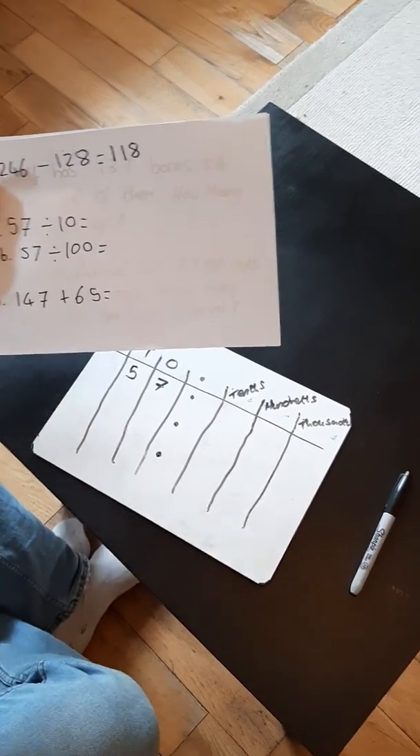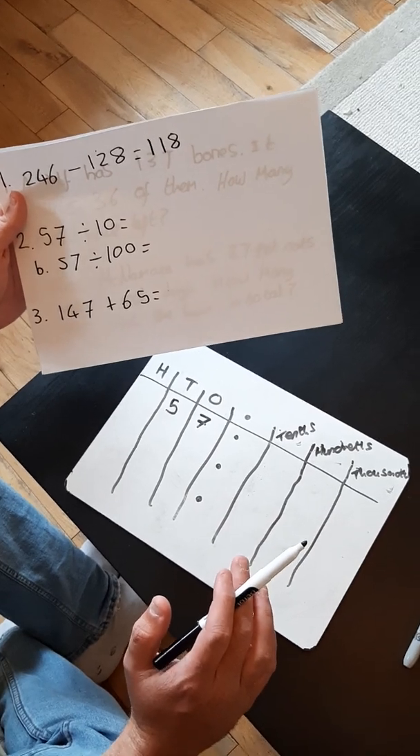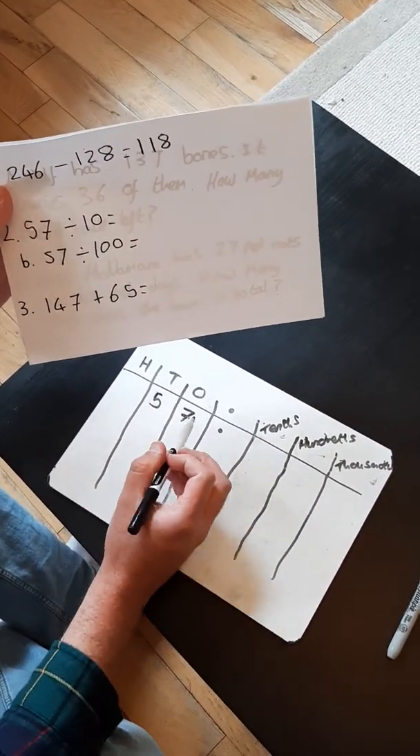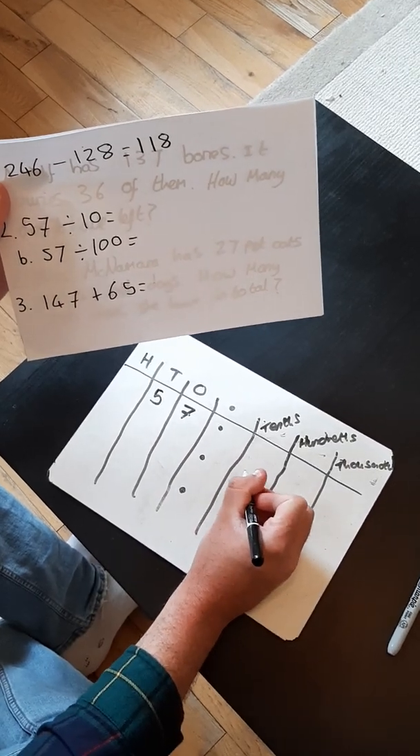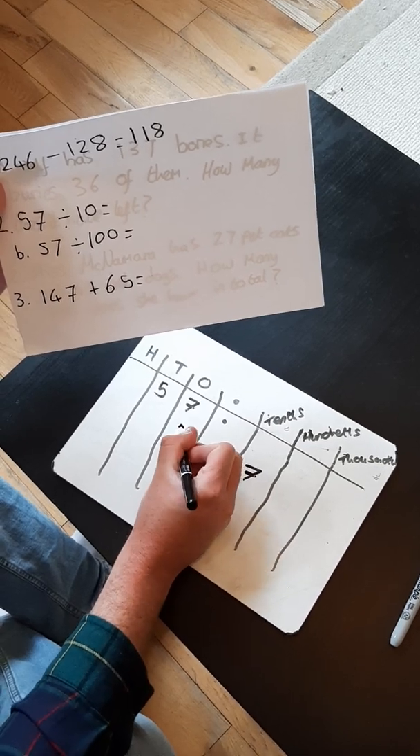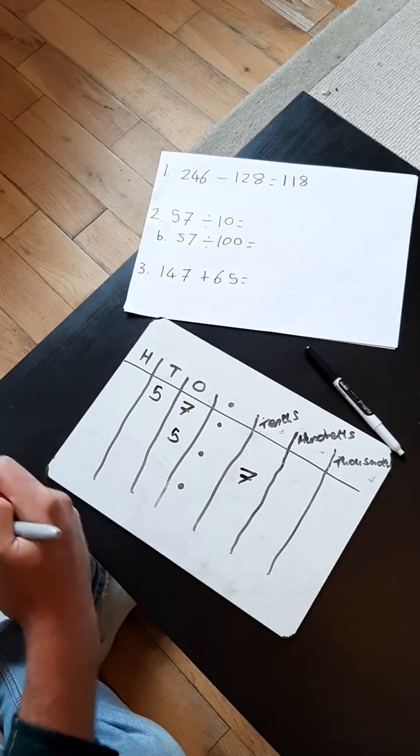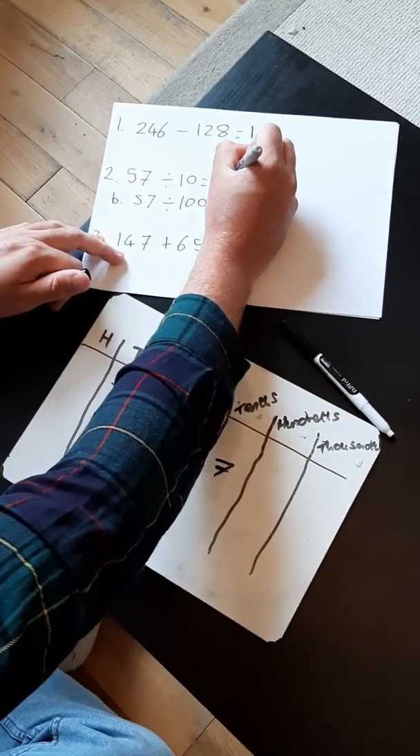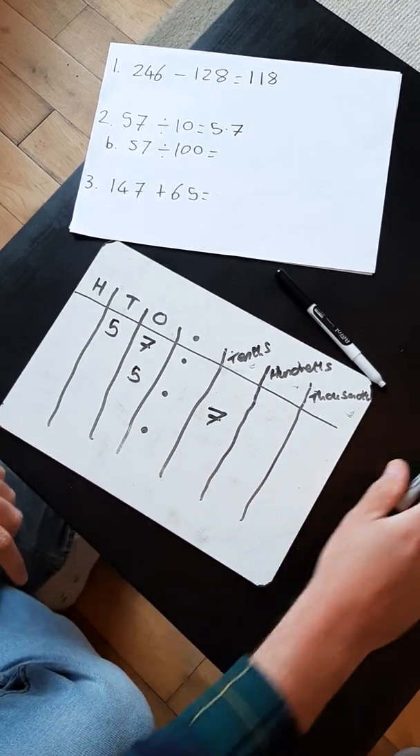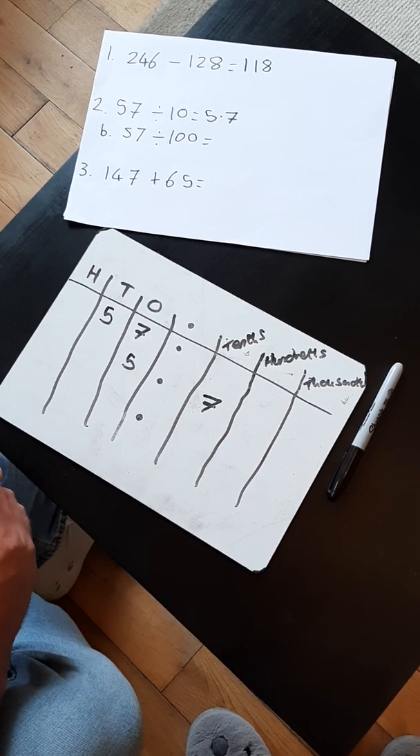So when we divide by 10, we move every number one place to the right. Not the decimal point, that stays where it is. The numbers move one place to the right. So our 7 ones become 7 tenths. And our 5 tens become 5 ones. So we now know that 57 divided by 10 equals 5.7.